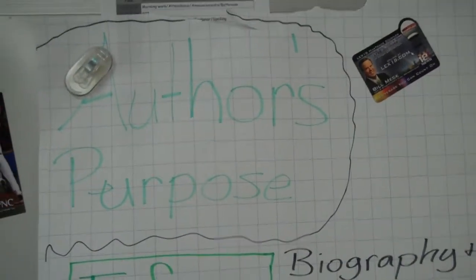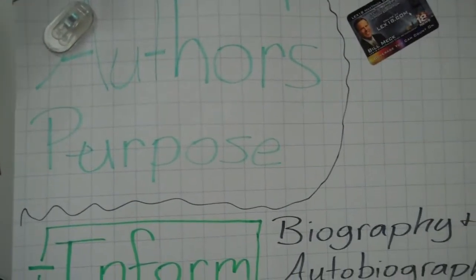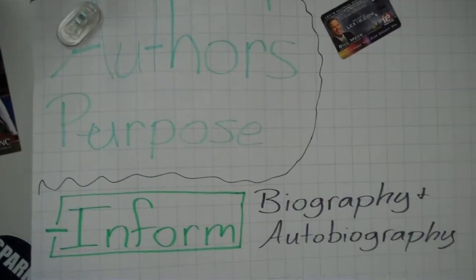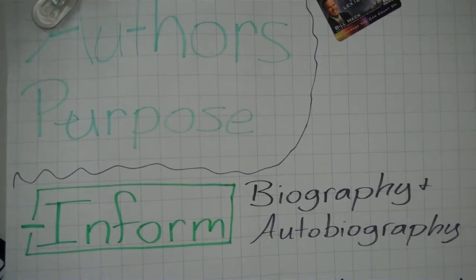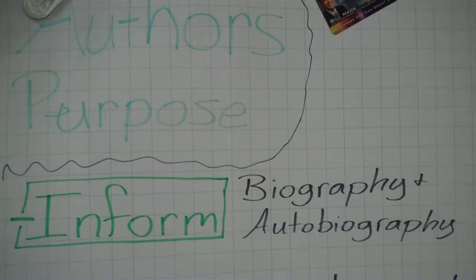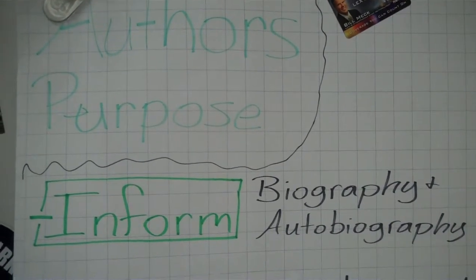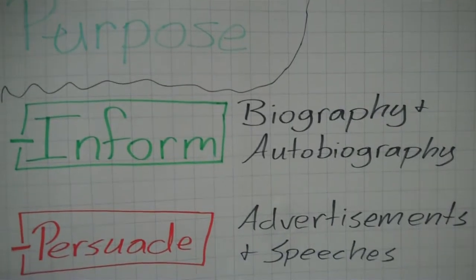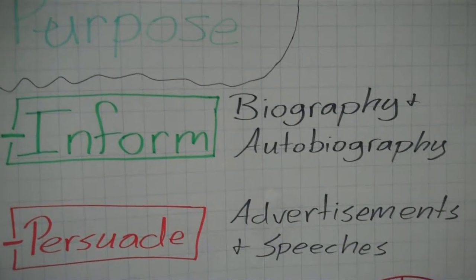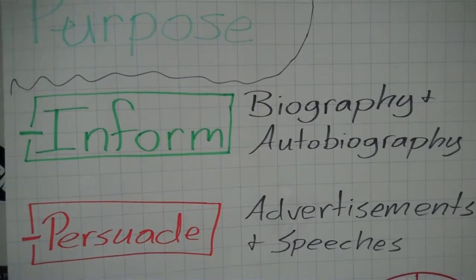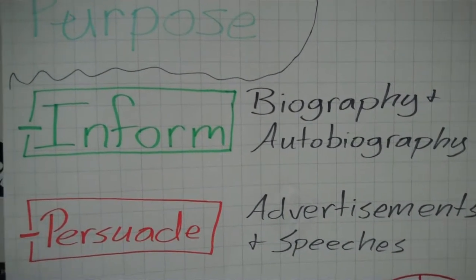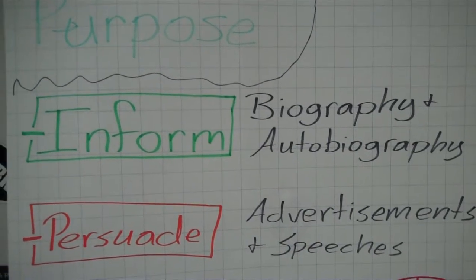Perfect. First thing I want to talk about here is author's purpose. Author's purpose is why the author has written the piece. The first thing is to inform. Informative writing usually comes in biographies, autobiographies. It gives facts. It's written so that the reader gets information. The second type is to persuade. Persuade, as it says, tries to get you to do something. A lot of the times you'll see persuasive writing in advertisements and speeches. They want you to buy their product, or they want you to vote for them.